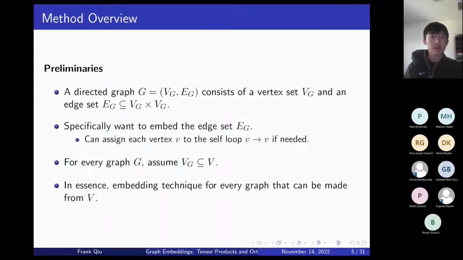Again, I want to embed a directed graph, which is just a tuple consisting of both a vertex set as well as an edge set. And again, we want to embed this edge set. If we really wanted to, we could also embed the vertex set by assigning each vertex to its self loop. It introduces some confusion, but can be done. We assume that every graph we're going to embed has its vertices as part of a larger vertex set. So in essence, what is being proposed here is an embedding technique for a family of graphs whose vertices all lie within some big set V.